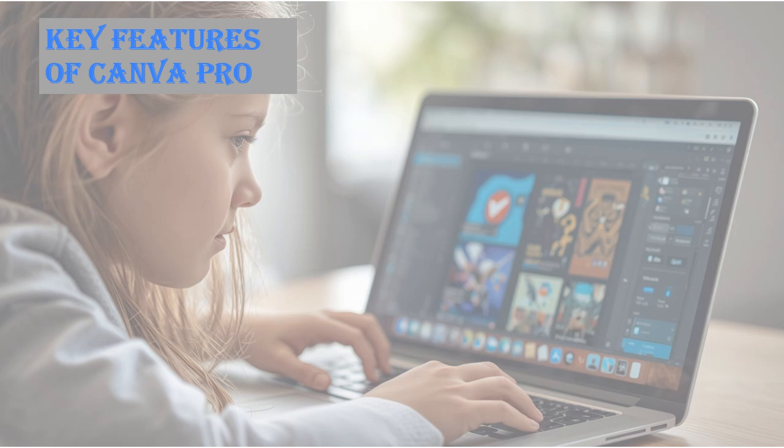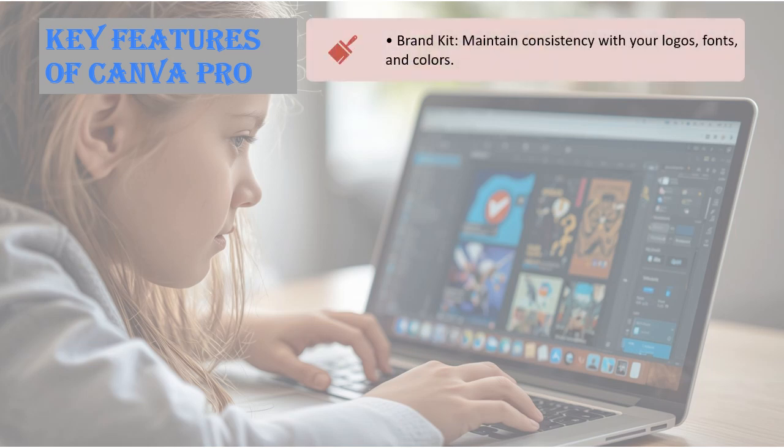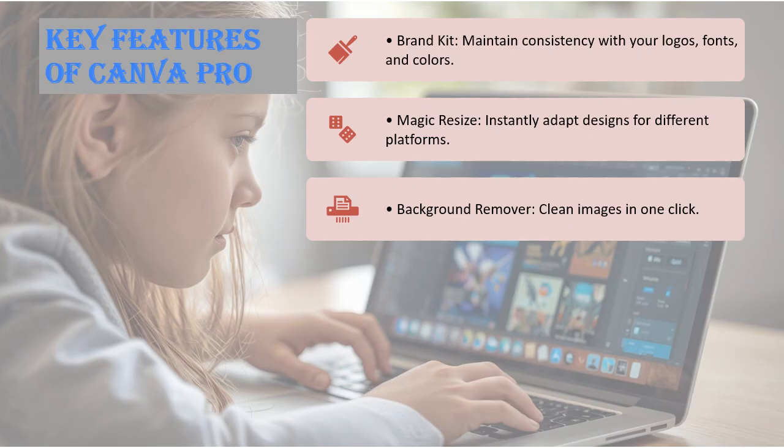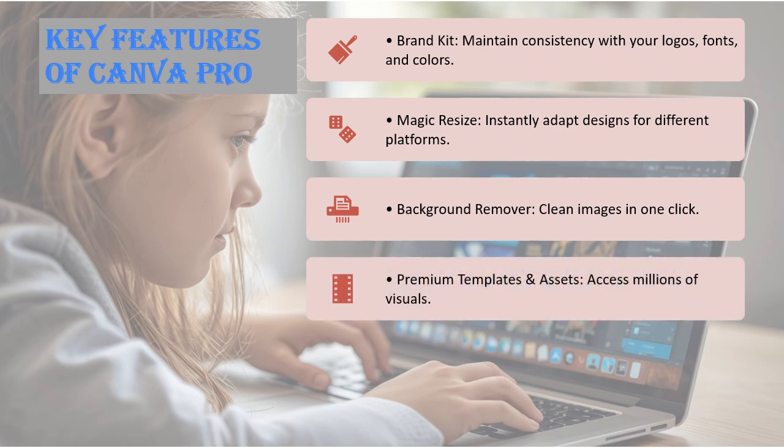Key features of Canva Pro. Canva Pro takes design efficiency to the next level with features like the brand kit, which keeps your logos, fonts, and colors consistent. The Magic Resize tool lets you instantly adapt your designs for any platform, no more starting from scratch. You also get a background remover, millions of premium templates, and real-time team collaboration tools.